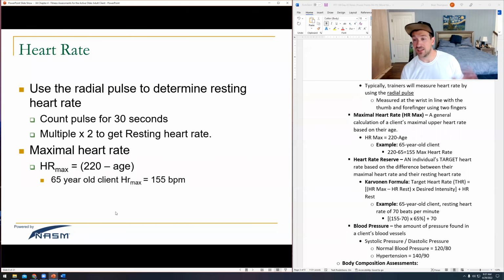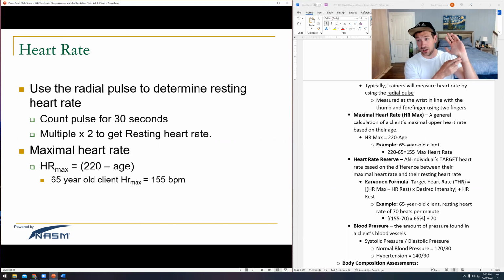Typically, NASM is going to recommend that you use the radial pulse. That's going to be in line with the thumb and index finger on the left arm, and you're going to reach over and use two fingers just above the wrist in line with those two fingers there. If you press, you can probably feel your pulse. Sometimes you'll have to go a little bit higher. For me, it's honestly right where my watch is, which is kind of funny. But if I go right there, I can feel my pulse.